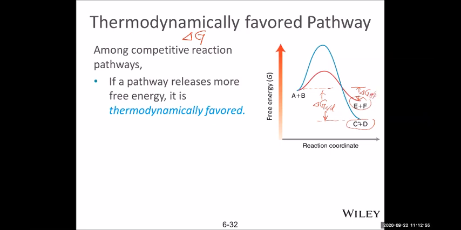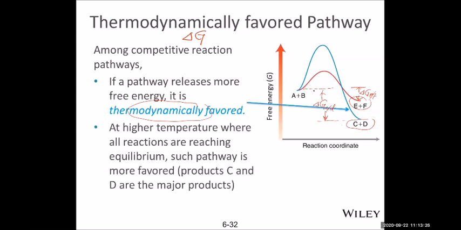So C and D, because they are more stable products than E and F, we call this CD reaction thermodynamic favored. Because when delta G is lower, your K is larger. This reaction's K is larger than the reaction forming E and F. Larger K means the product is more favored. So that's what we call thermodynamic favored.